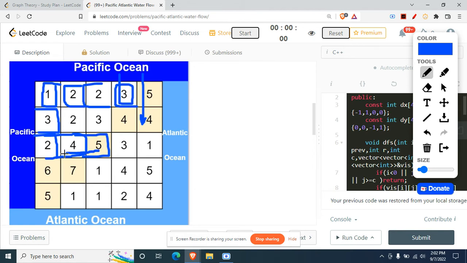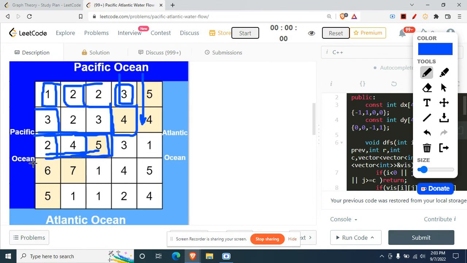Why so? Because if you carefully see, it is in decreasing order, right? Anything which is in decreasing order can be filled by the Pacific Ocean or the Atlantic Ocean respectively. Okay, and I have actually missed this part right here. This whole thing will also be filled.